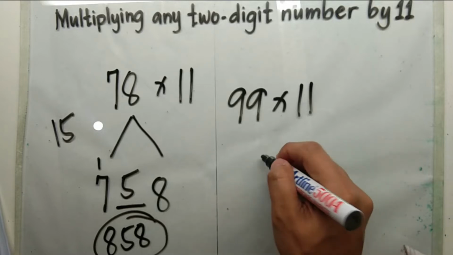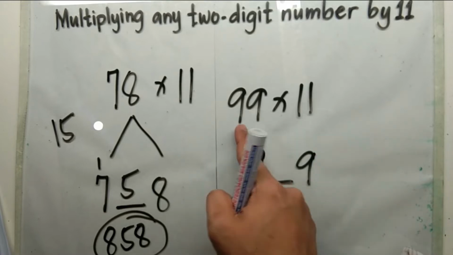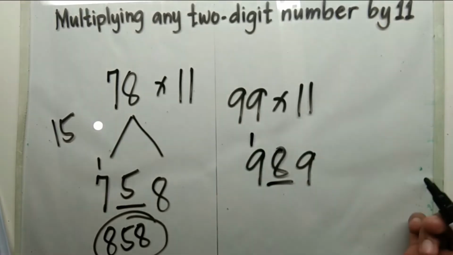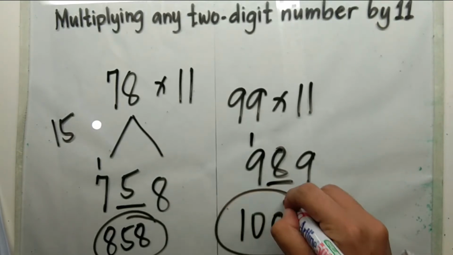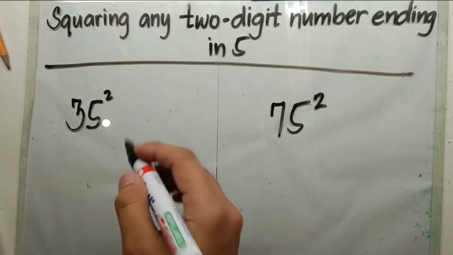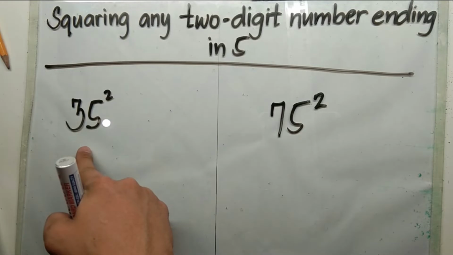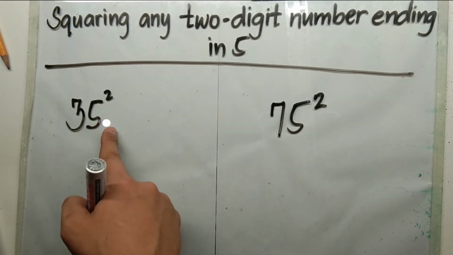Now try this. First, separate, leave a blank, add 9 and 9, 18, 1. The product now is 1089.